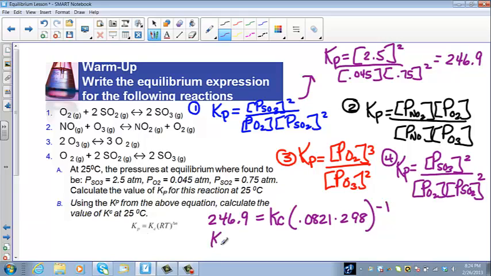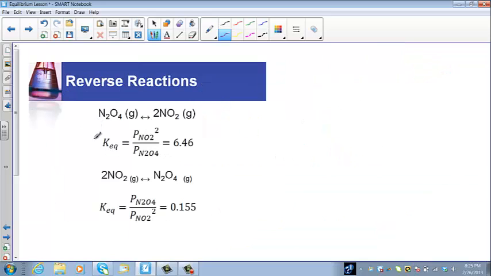And I got a Kc equal to 6040.6. Reverse reactions. Here you have a reaction, so your KEQ would be pressure of NO2 squared divided by the pressure of N2O4 equals 6.46. When you reverse the reaction, you get PN2O4 over PNO2 squared equal to 0.155.